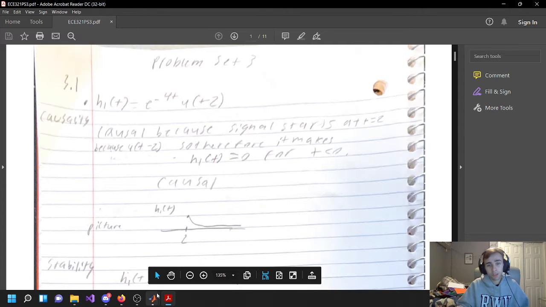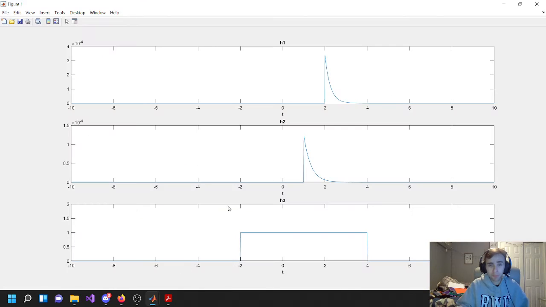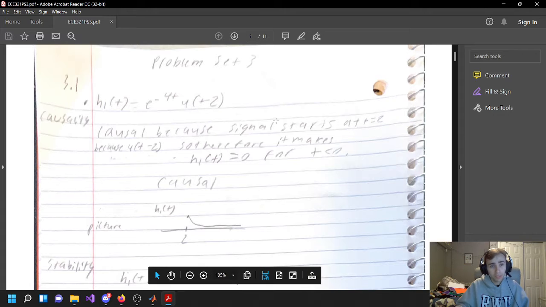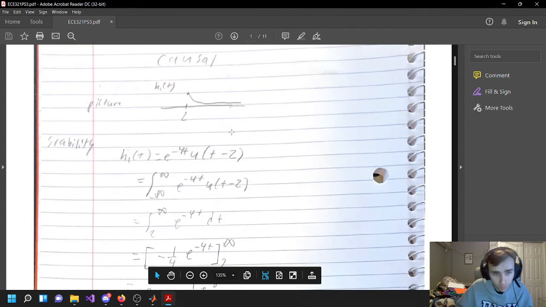And because I'm not an artist, we're going to use MATLAB. And so with the unit step and the time shift, it's going to start at 2. But we're going to look for when t is less than 0. And when t is less than 0, we can see here that h1 of t equals 0. So therefore, for that reason, h1 of t is causal, so it is good.